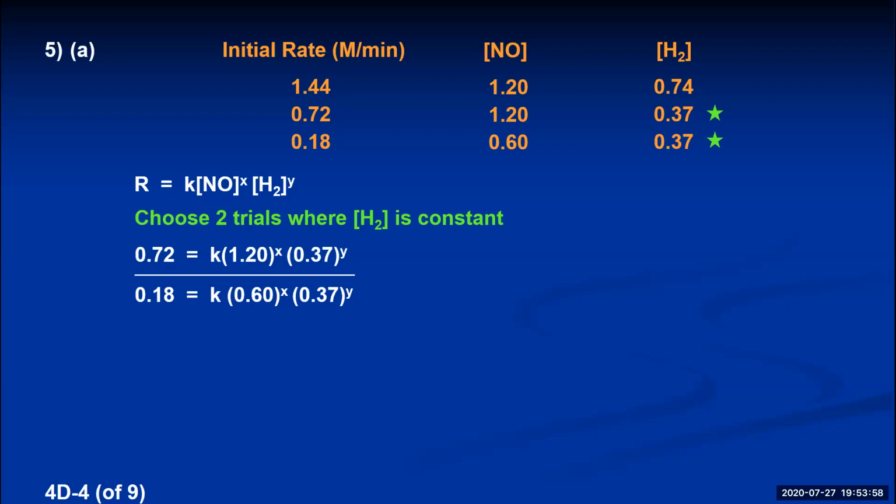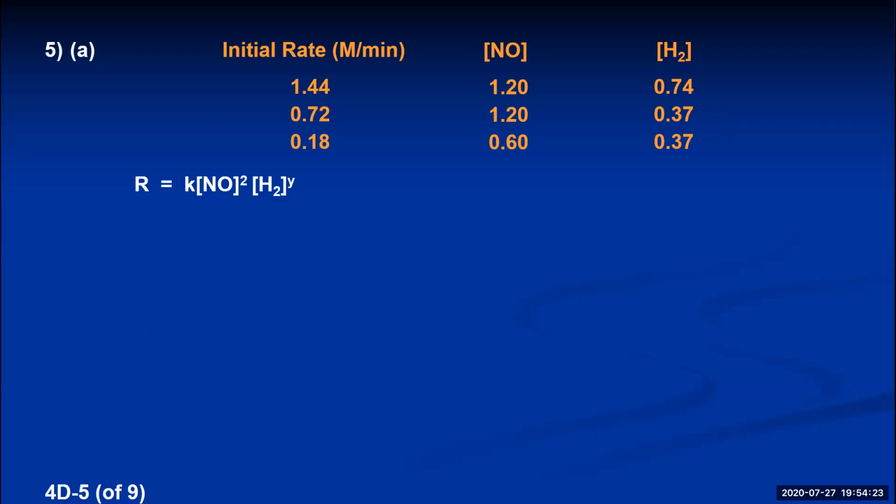Now I divide this out. 0.72 divided by 0.18 is 4. The k's cancel out. 1.20 to the x divided by 0.60 to the x is 2 to the x. And 0.37 to the y divides out with 0.37 to the y. This simplifies to 4 equals 2^x. x must equal 2. We now know that the reaction rate is second order in nitrogen monoxide. I'll put the 2 there for the exponent for the nitrogen monoxide.